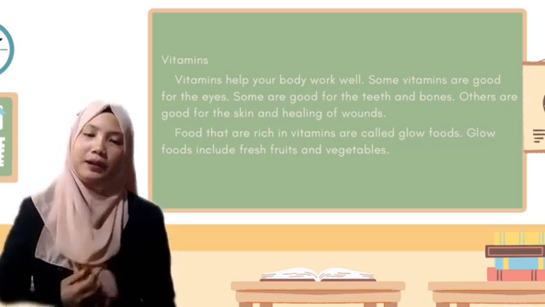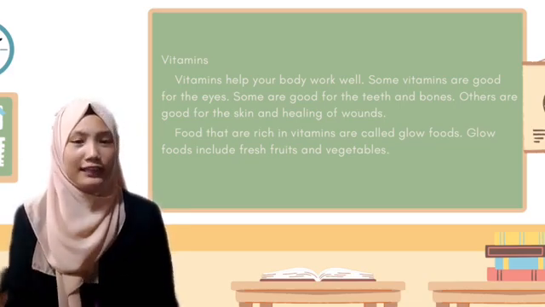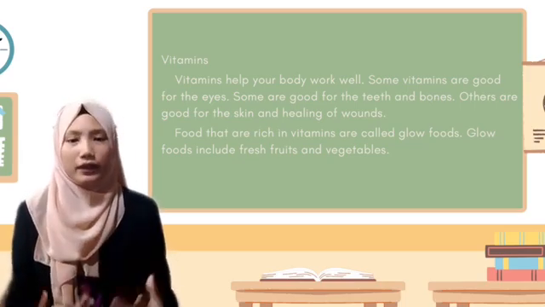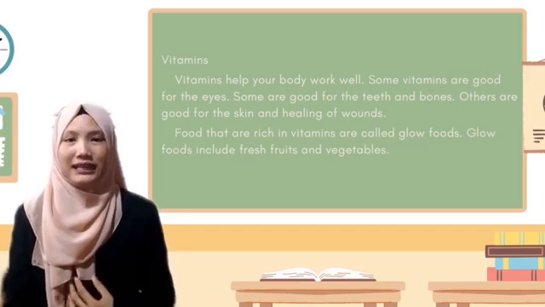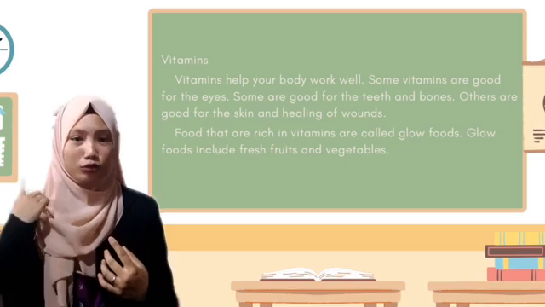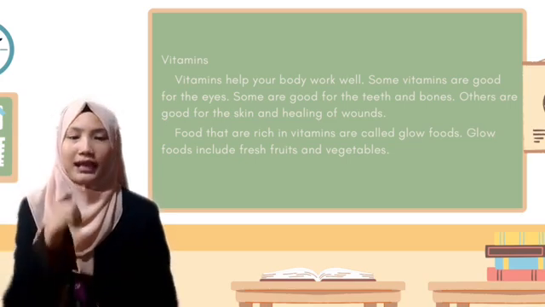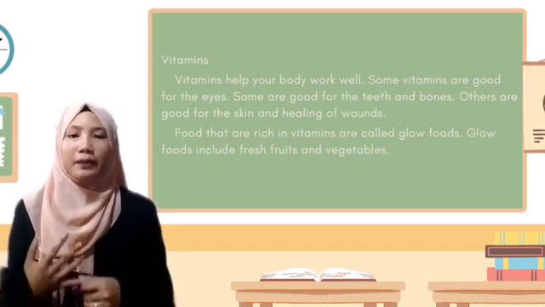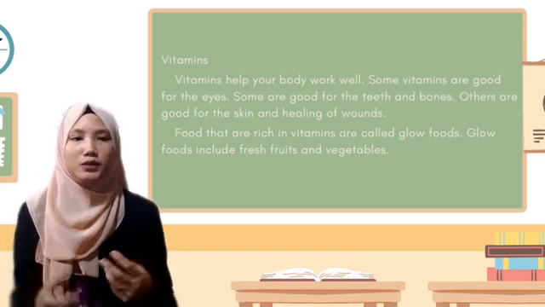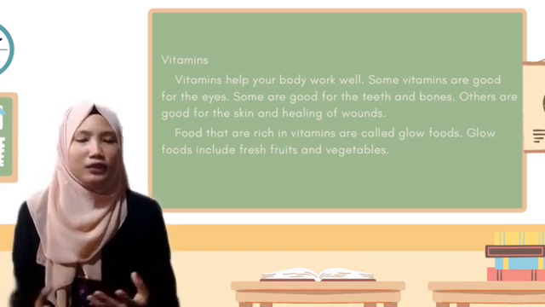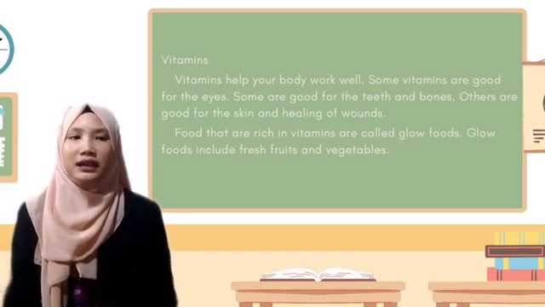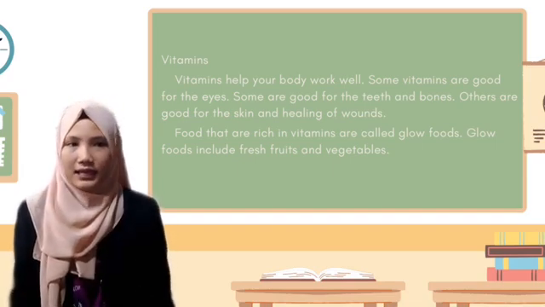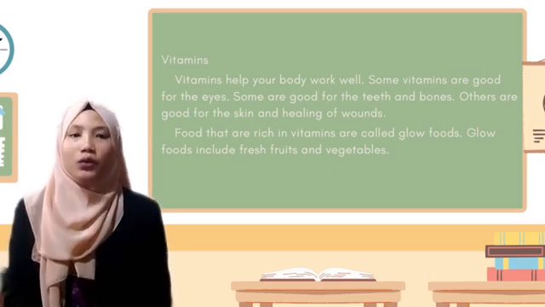Of course, kapag kakain tayo ay dapat alam natin na yung kakainin natin ay may vitamins. Kasi yung vitamins ay marami yan na itutulong sa ating katawan. Tulad ng mga sinabi ko, nakakatulong siya sa mata, sa buto, sa ating ngipin, at sa ating skin, at nakakatulong din ito para mabilis na pagalingin yung mga sugat natin. Yung mga pagkain na ito na may vitamins ay tinatawag silang glow foods. Isa sa mga example ng glow foods na may vitamins ay yung mga prutas at saka gulay.